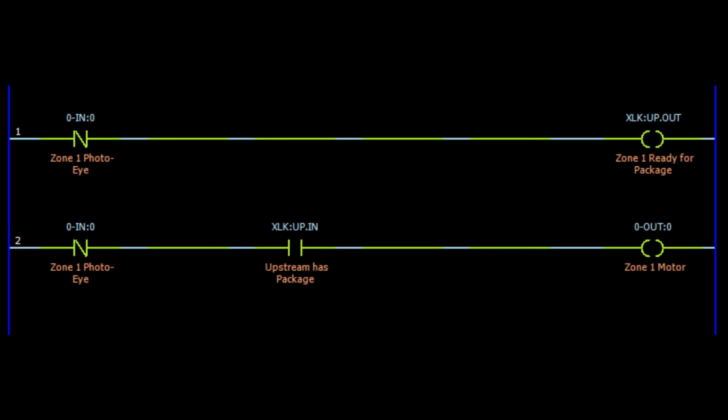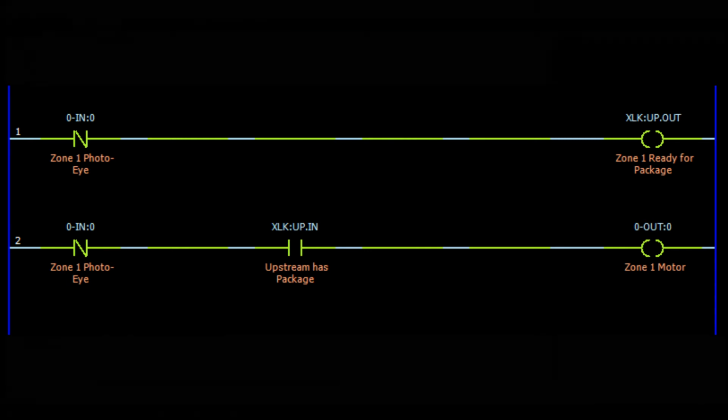Now, here's a simplified version of the downstream logic used in our ladders. In the first rung, the section is sending its zone ready state to the upstream section based on its zone 1 photo eye. In the second rung, the section will turn on its first motor given that the photo eye is not active and the upstream section has a package available.